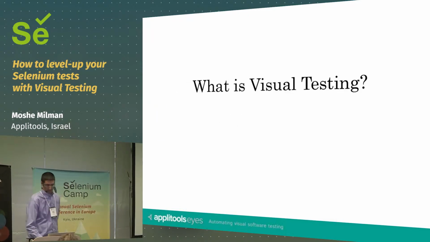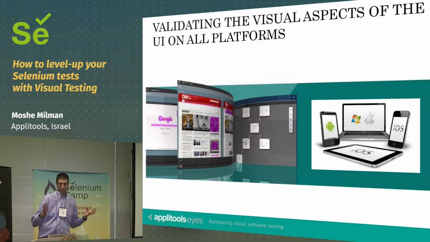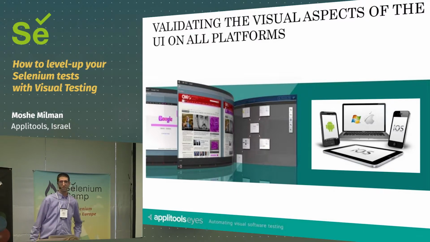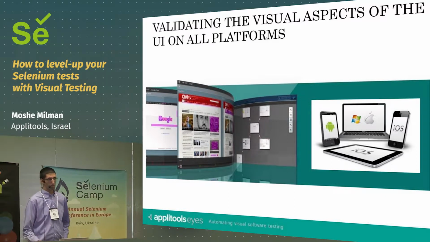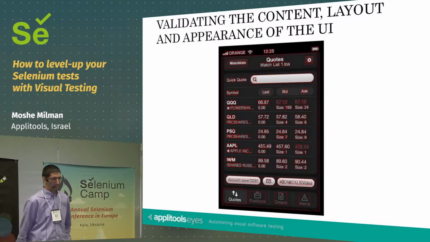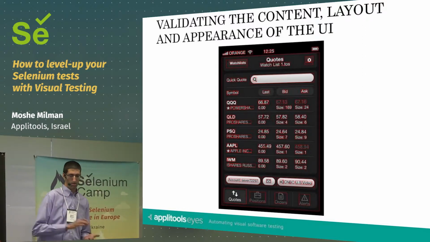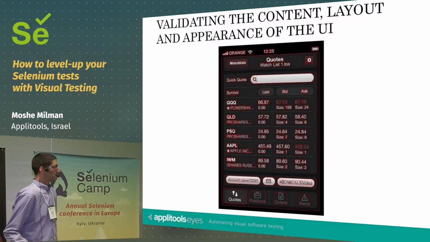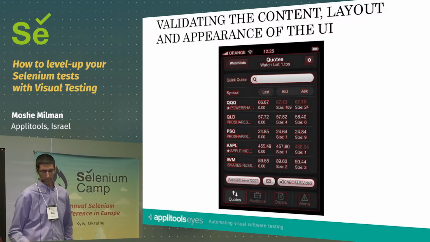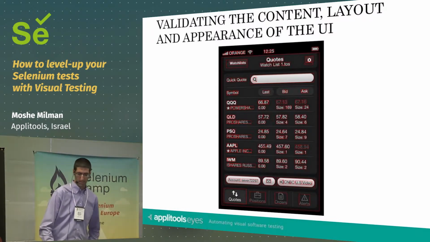So let's start by defining what is visual testing. Basically, visual testing means validating all the UI aspects of your application on all the different platforms, making sure that your end users will actually see your application the way they're supposed to see it, no matter what platforms they're using to view your application, and making sure that all the UI elements appear correctly: the appearance, the fonts, the layout, the content will be correct, that elements are not overlapping one another, not covering one another, not hidden on specific devices. All these things should be validated.